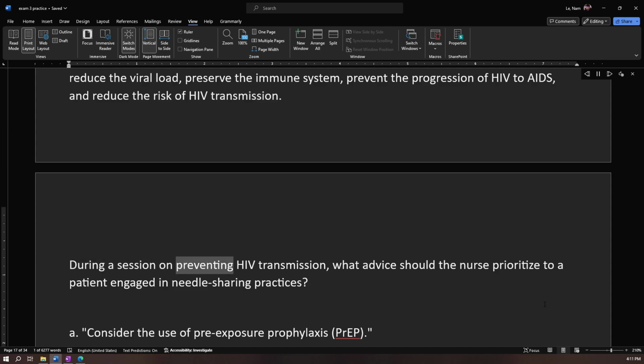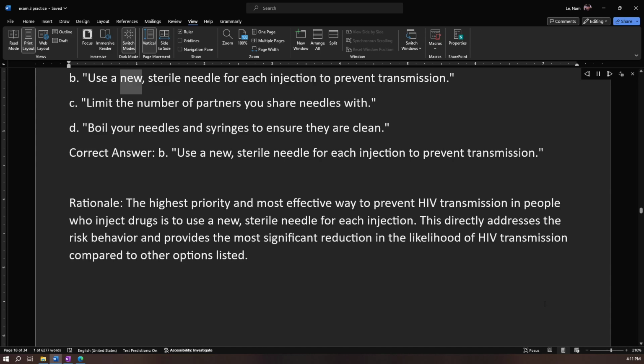During a session on preventing HIV transmission, what advice should the nurse prioritize to a patient engaged in needle-sharing practices? A. Consider the use of pre-exposure prophylaxis, PrEP. B. Use a new, sterile needle for each injection to prevent transmission. C. Limit the number of partners you share needles with. D. Boil your needles and syringes to ensure they are clean. Correct answer: B. Use a new, sterile needle for each injection to prevent transmission.